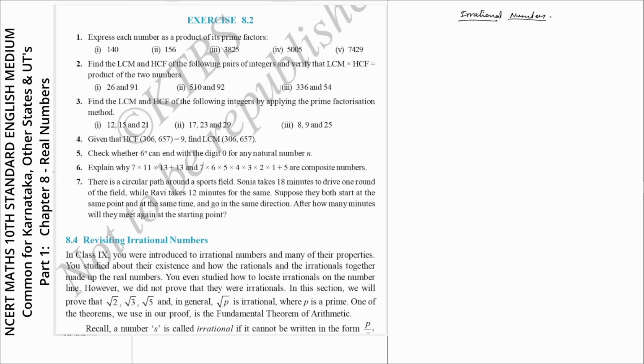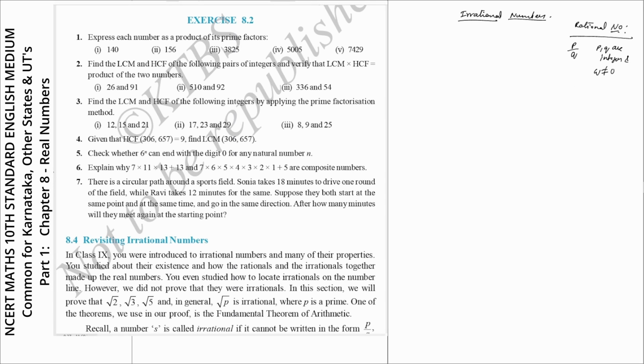The next topic in your chapter is irrational numbers. So before understanding what irrational numbers are, we should know what rational numbers are. Rational numbers are numbers which can be represented in the form p by q, where both p and q are integers and q is not equal to 0. So all numbers which can be represented in this way are called rational numbers.